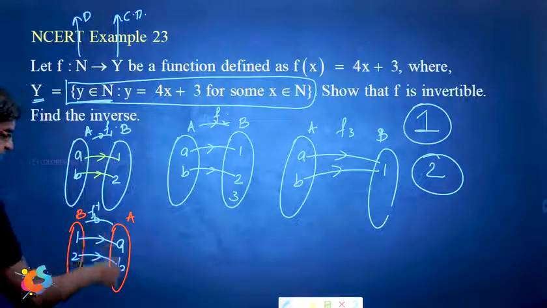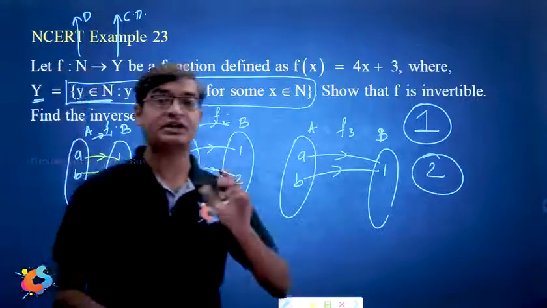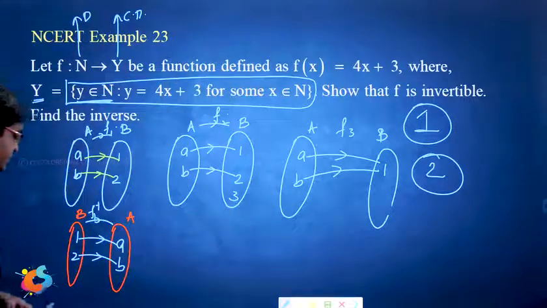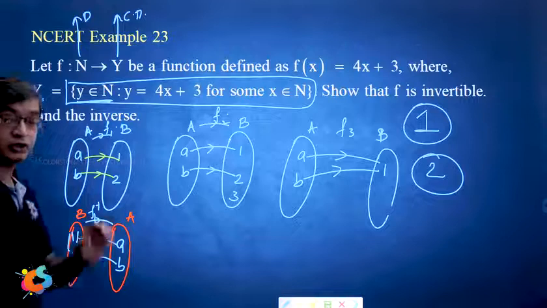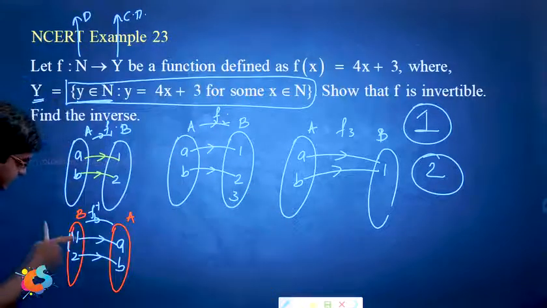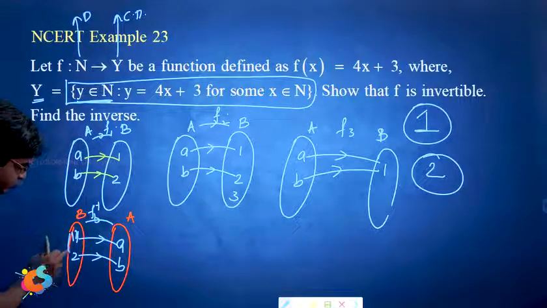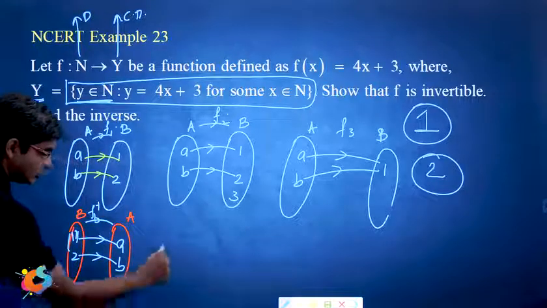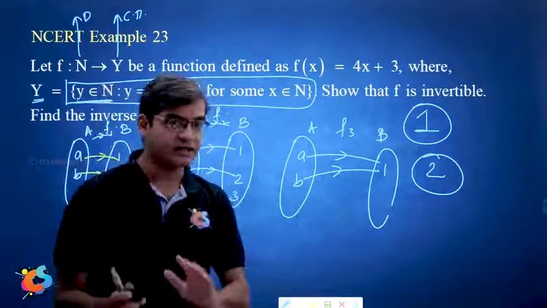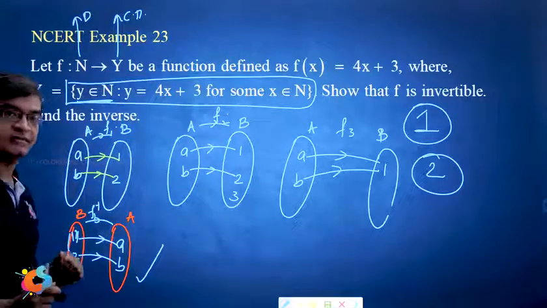Okay, now is this a function? Inverse function is also a function. Is this a function? Every element of the domain should have exactly one image. Is it happening? Go element by element. 1 has exactly one image. 2 has exactly one image. So therefore, f inverse will be a function and it will be defined for this function f1.